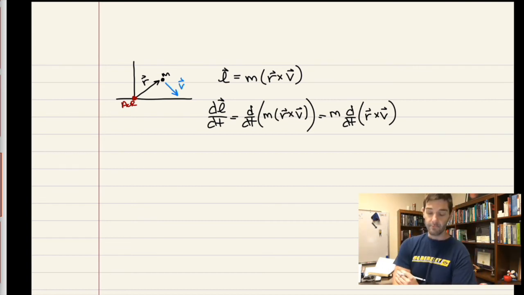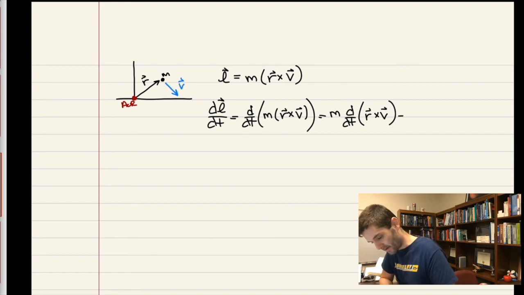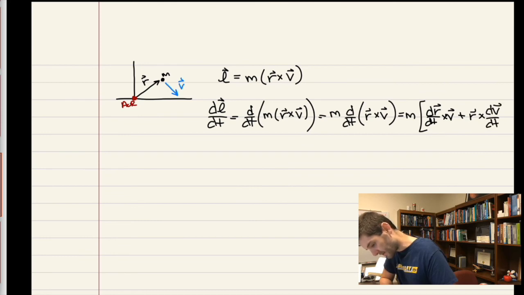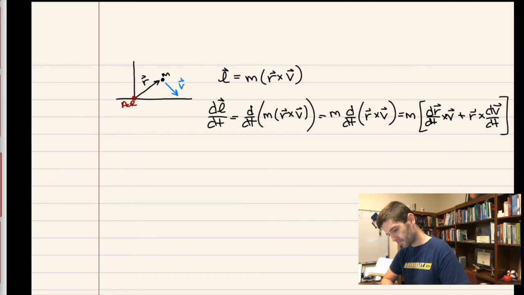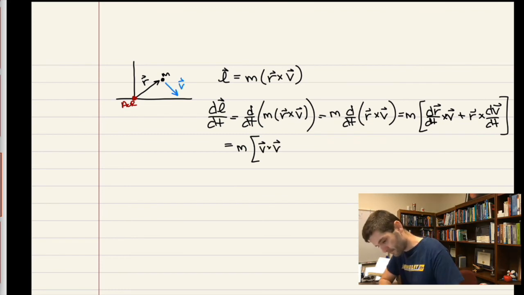For regular products in Calc 1, we saw that there is a product rule for derivatives. We saw that the product rule applies for the dot product itself. Perhaps unsurprisingly, the product rule also applies for cross products. So I could write this as dr/dt cross v plus r cross dv/dt. However, dr/dt is just v, and dv/dt is just a.